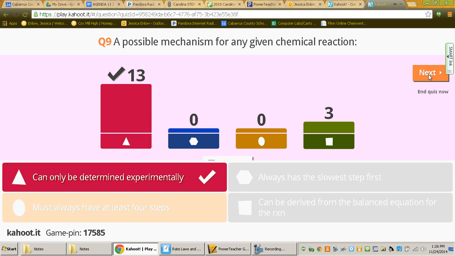This is a random fact. Rate laws or rate mechanisms can only be determined experimentally. That's why we have to do some experiments, and that's why you're always given data. Okay? Because you're not going to get up in the middle of the test and go do that experiment.